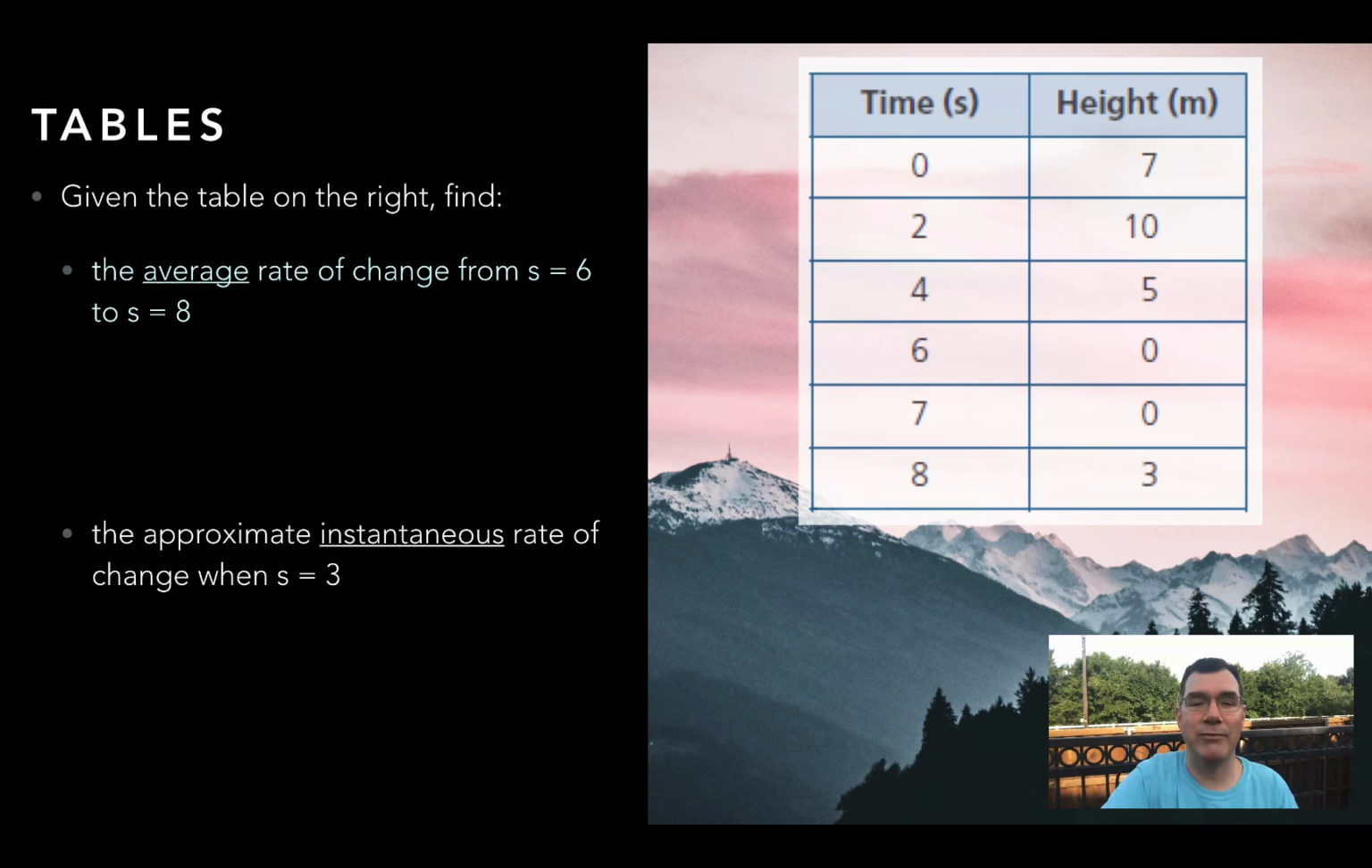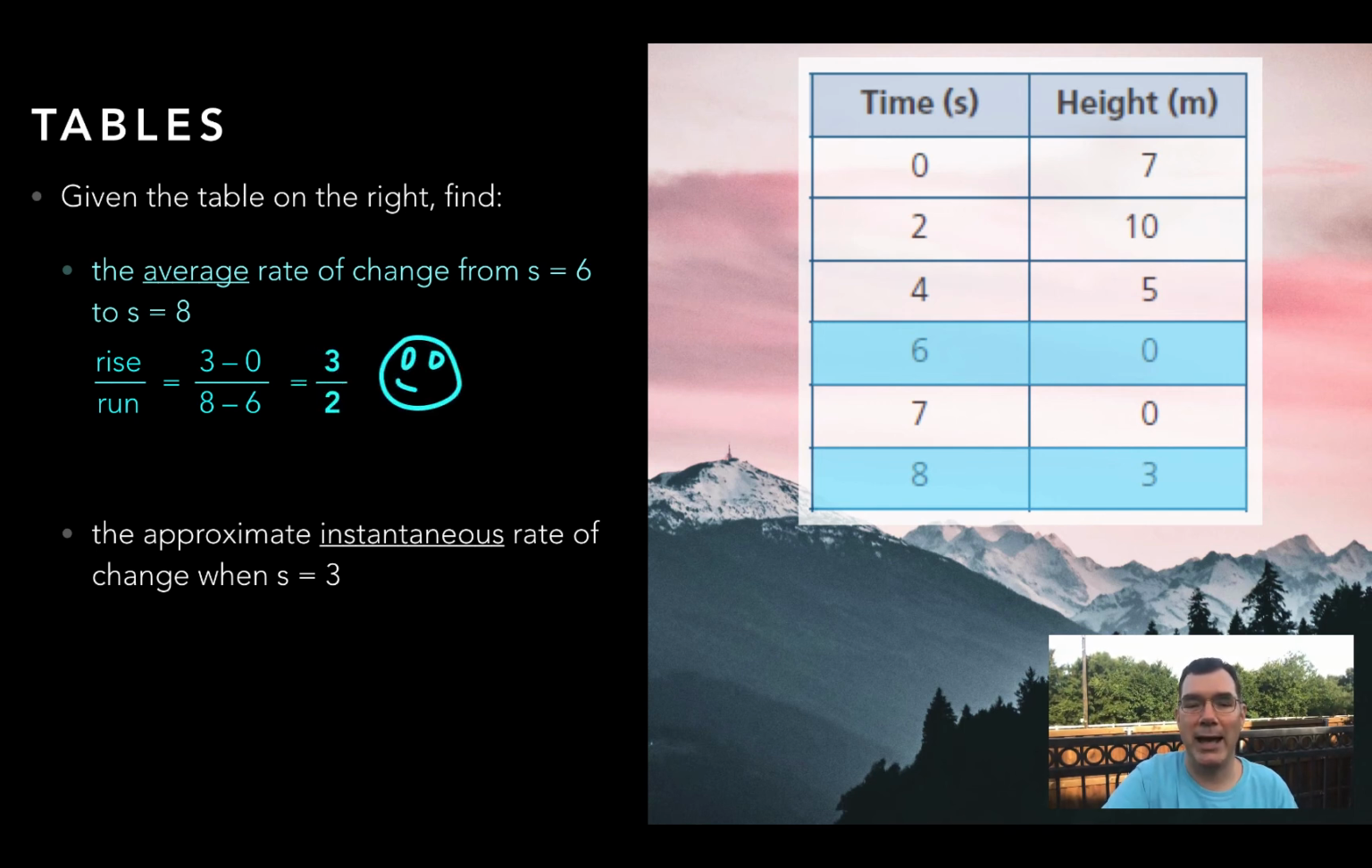So if I wanted the average rate of change from s equals 6 to s equals 8, then what I would do is look at those two rows of the table, and figure out the difference between the y's and the difference between the x's and call those rise and run respectively. And so my rise would be the y value of 3 minus the y value of 0, or in this case the m value of 3 and the m value of 0, over the s value of 8 minus the s value of 6. Just doing slope like normal, and I would get 3/2.